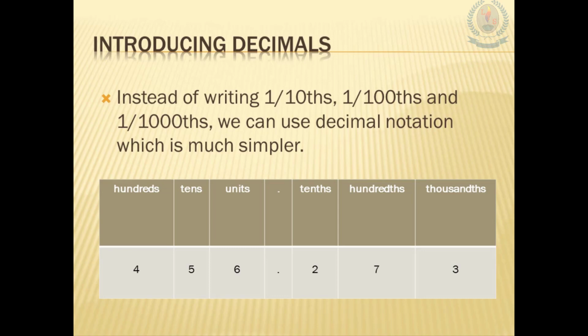Introducing decimals. Instead of writing 1/10ths, 1/100ths and 1/1000ths, we can use decimal notation, which is much simpler. 456.273. In this number, there are 4 hundreds, 5 tens, 6 units and 2 tenths, 7 hundredths, 3 thousandths.